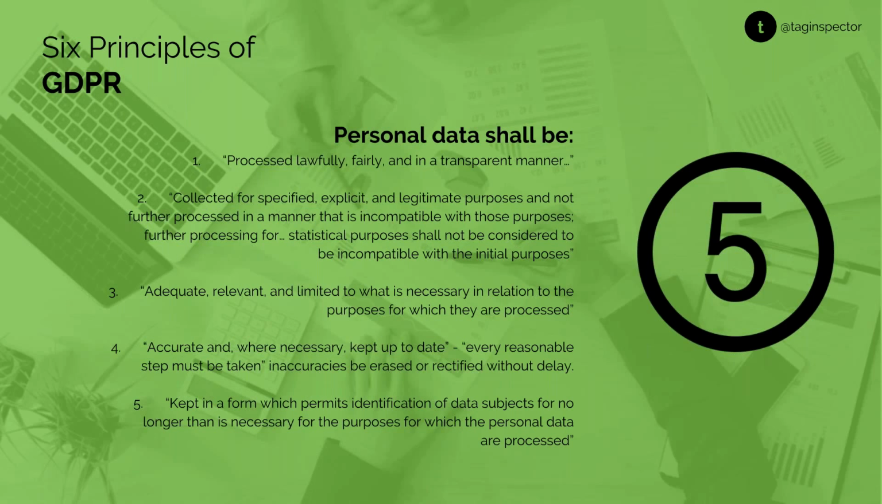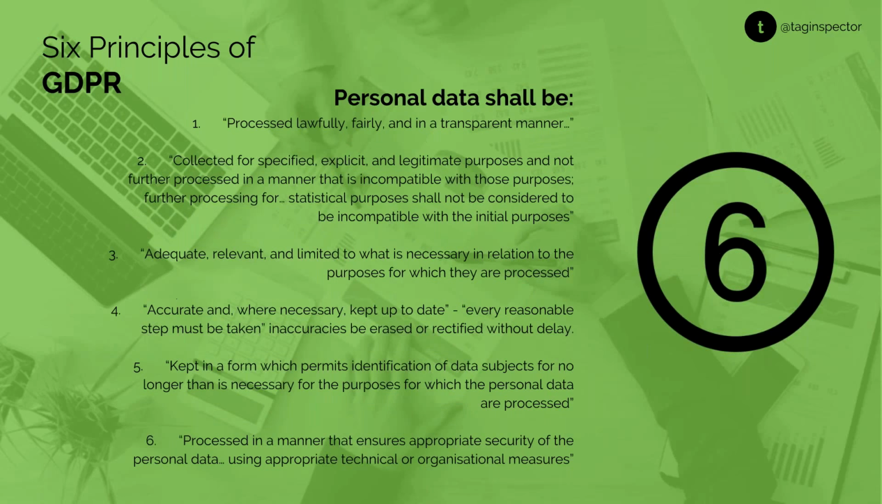Number 6 here is data shall be processed in a manner that ensures appropriate security of the personal data using appropriate technical or organizational measures. So basically, you just need to have processes in place internally to protect the personal data of individuals. Those processes can be on the business administrative side, with different checks and balances in place, as well as on the technical side, which we'll discuss a little bit later.